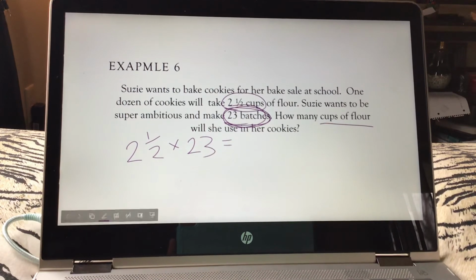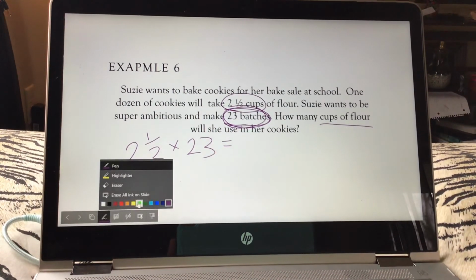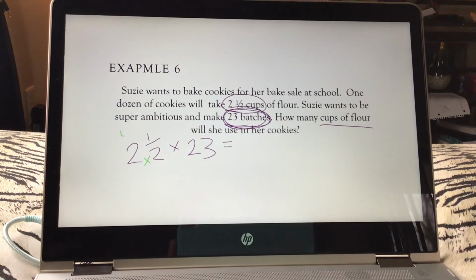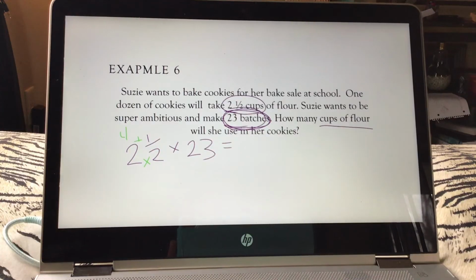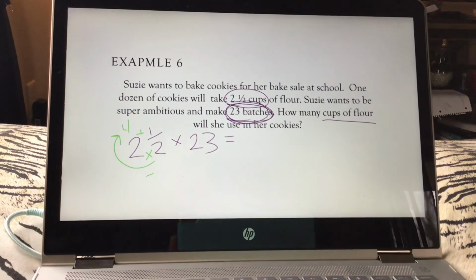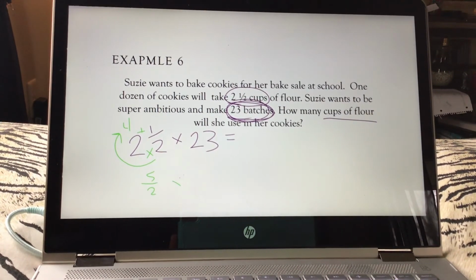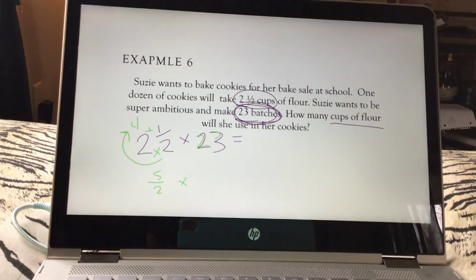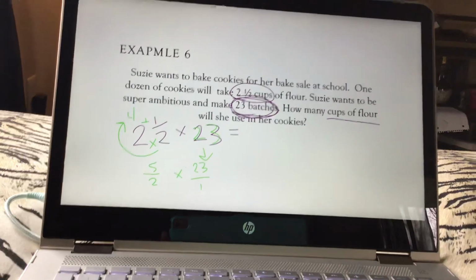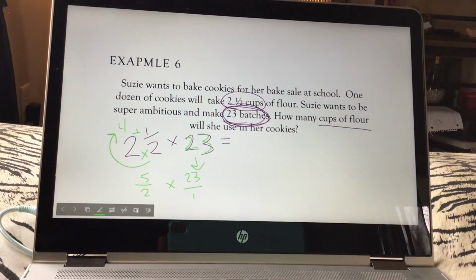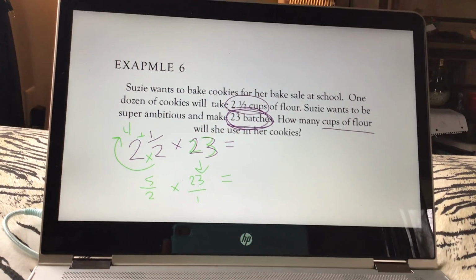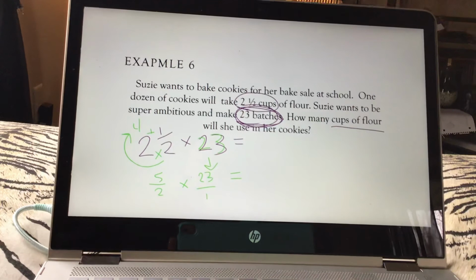Let's get our mixed number to an improper fraction. So we're going to take our denominator times our whole number and multiply. 2 times 2, that's 4. Add our 1 at the top, so you move in a circle formation kind of around these numbers. You get 5 halves. Multiply by, we can't really do this whole number, but what can we do with it? We can take 23 over 1. How many 1s go into 23? 23 of them. So you can always take a whole number and put it over 1 to make it into a fraction.